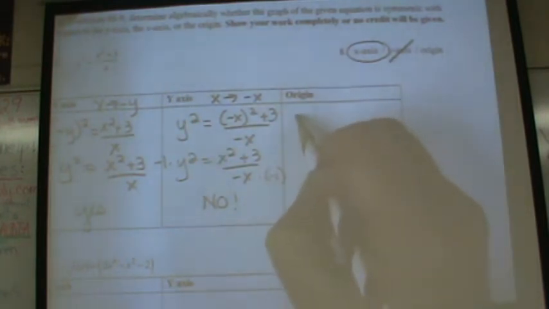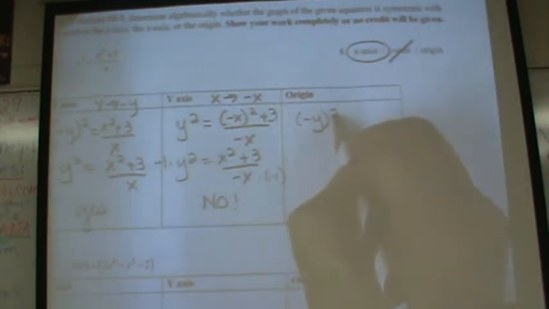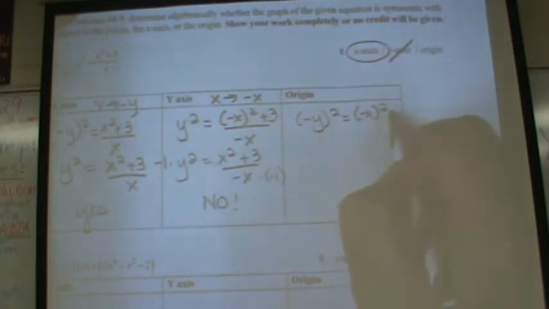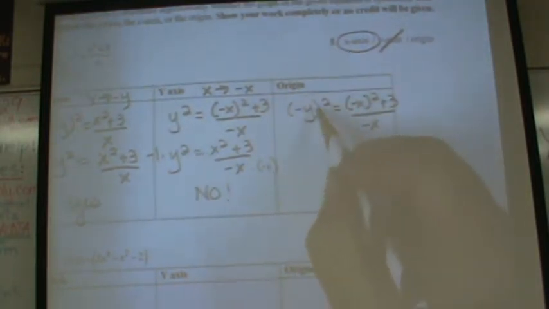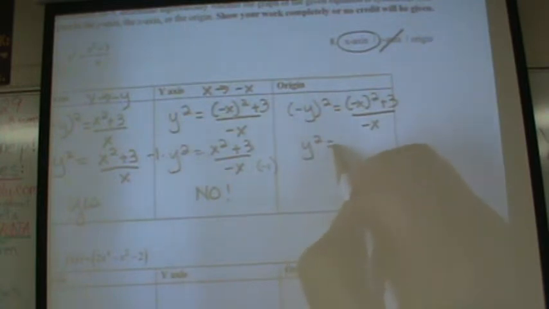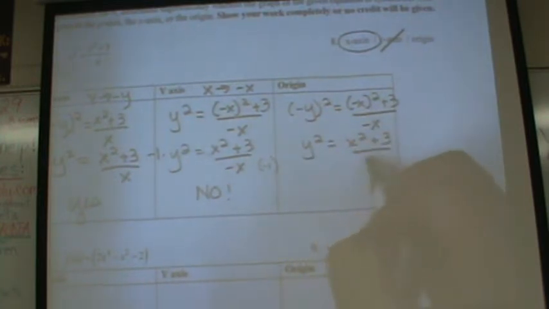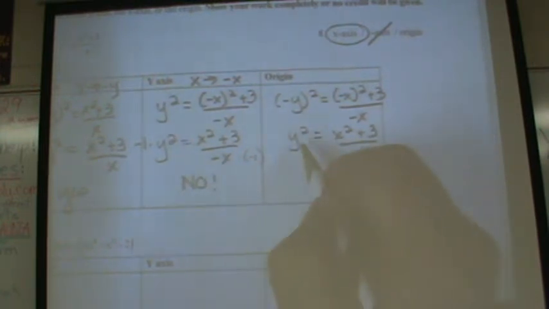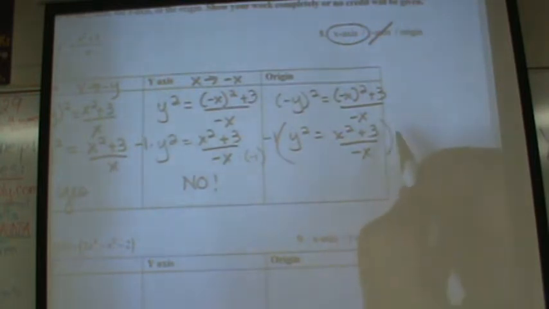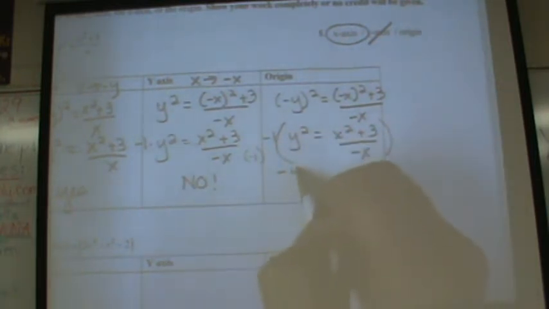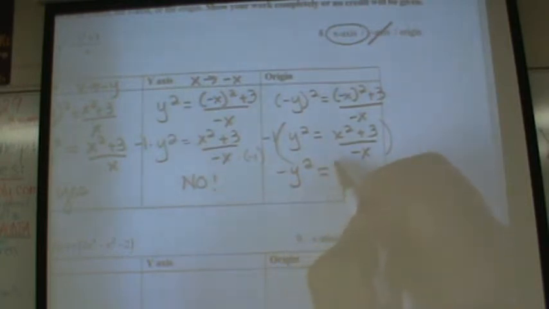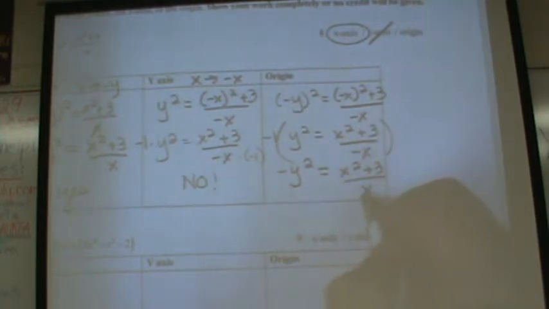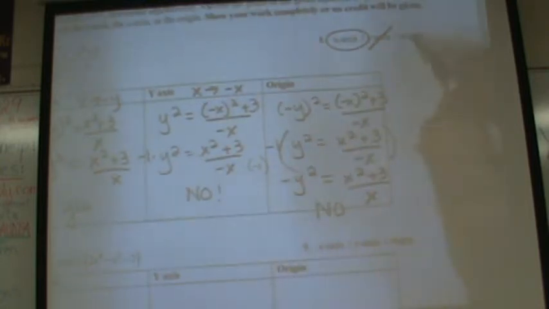And for the origin, same thing. When you replace -y and -x into this equation, these two will go back to being positive, but we still have this on the bottom. And if we multiply both sides, we're still going to have a negative on one side. You're going to have a -y squared here. And here you're either going to have a -x squared minus 3, or you can have a positive x. Either way, it doesn't go back to its original, so this is a no.